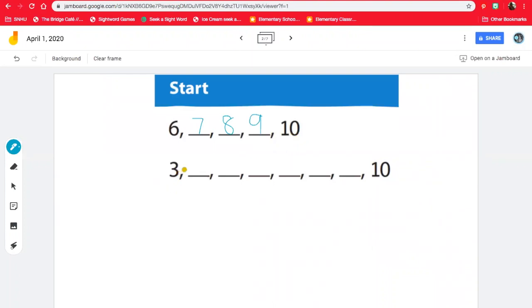Starting with 3, what's 1 more than 3? We know that answer. It's 4. 1 more than 4 is 5. 1 more than 5 is 6. And then from above, we know that 1 more than 6 is 7. 1 more than 7 is 8. And 1 more than 8 is 9. And lastly, 1 more than 9 is 10.